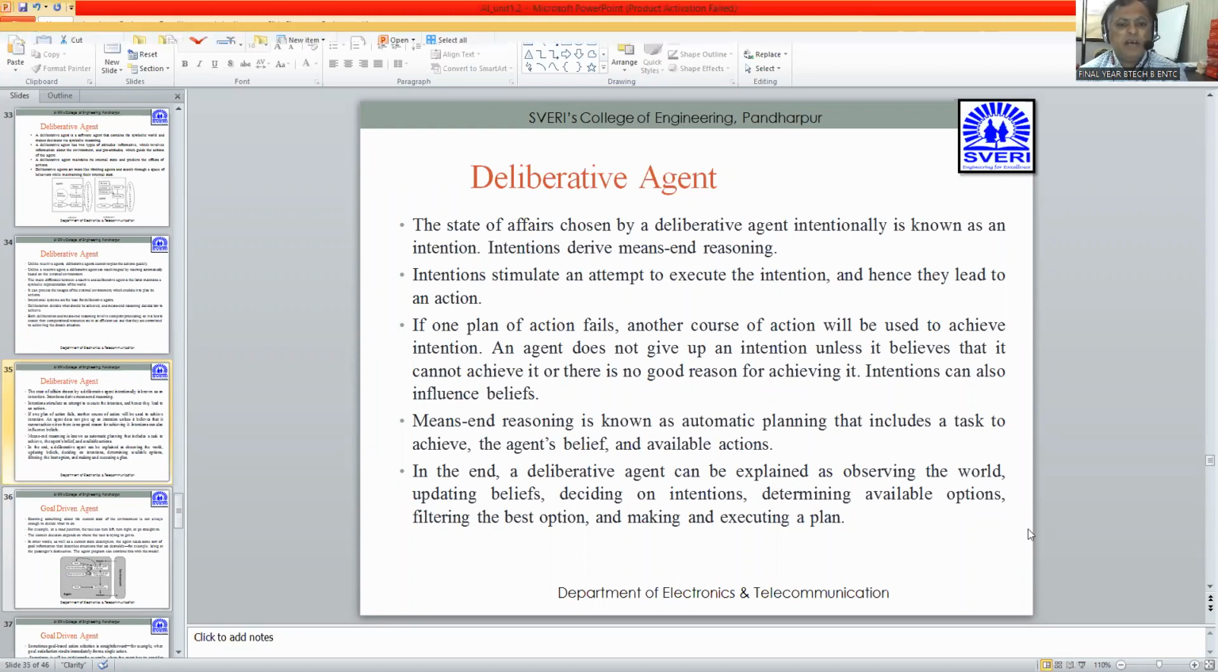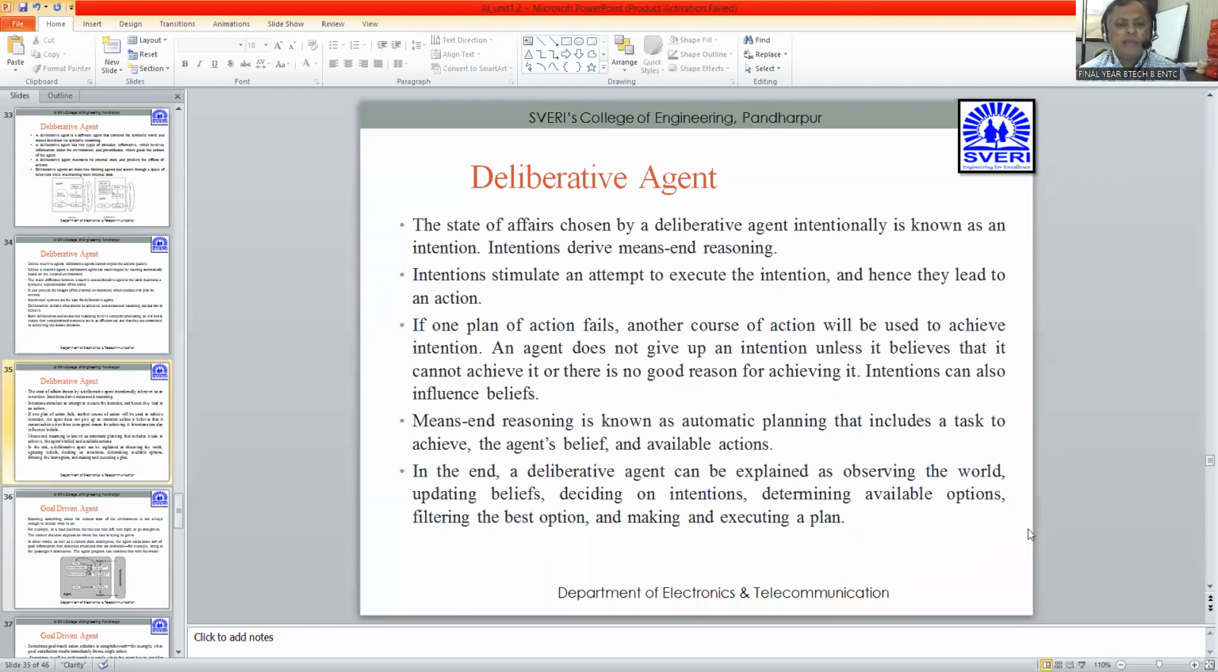Means-end reasoning, yes, I told you above, intentions derive means-end reasoning. Now we should be able to understand what means-end reasoning is. It is nothing but the automatic planning that includes a task to achieve. Automatic planning: this is the task, this is the goal, you have to achieve it. The agent's beliefs and then the available actions will be taken accordingly.